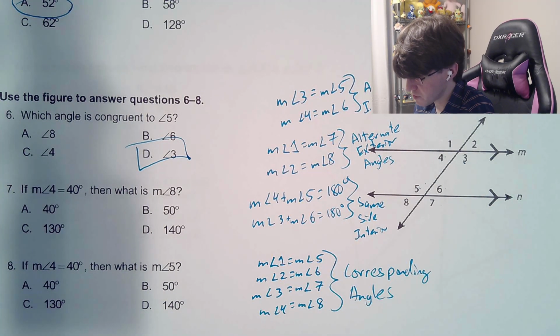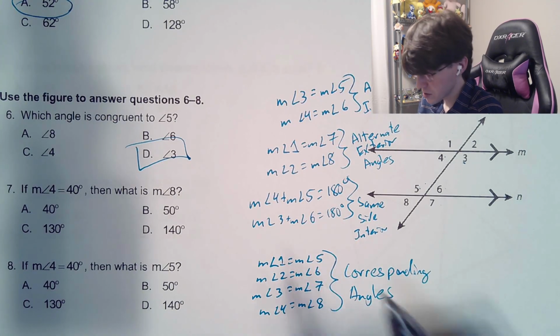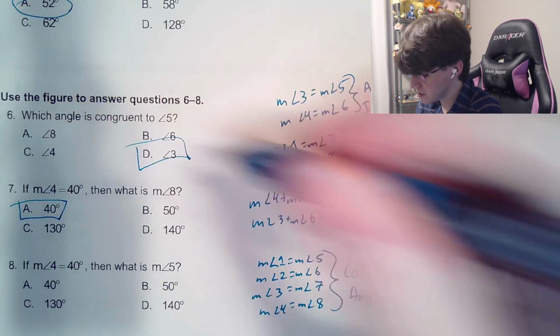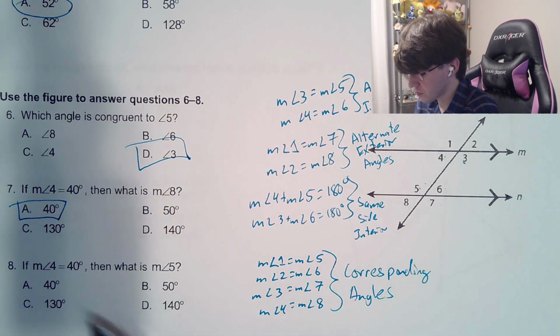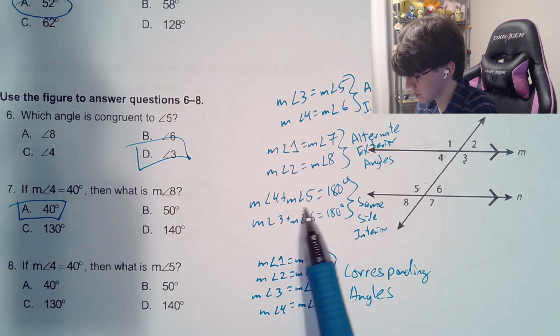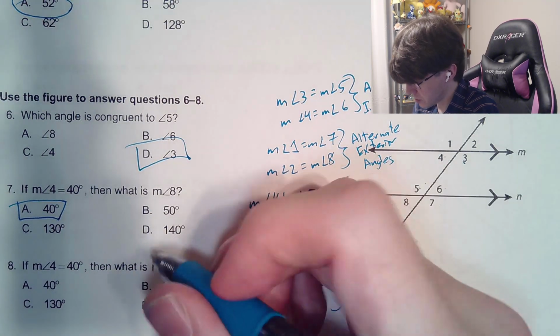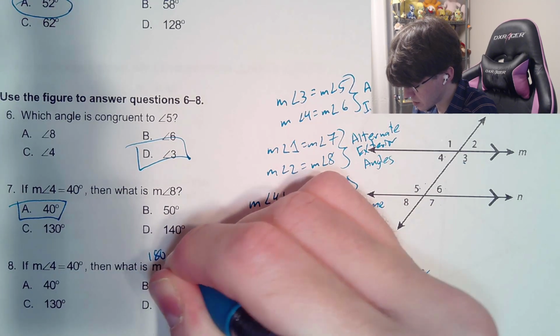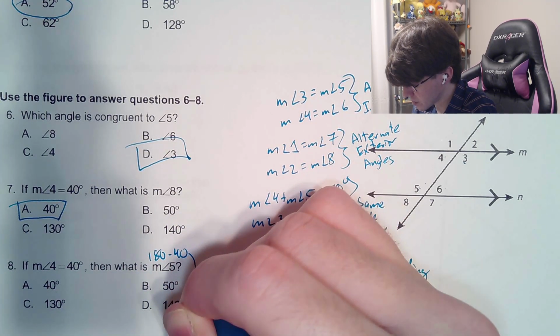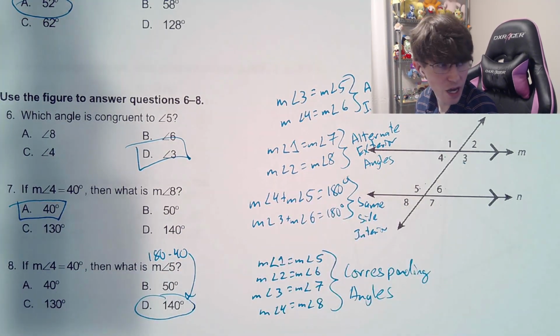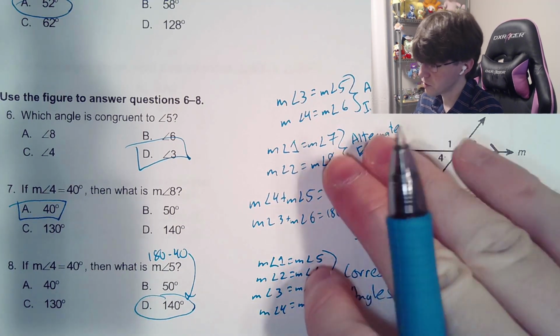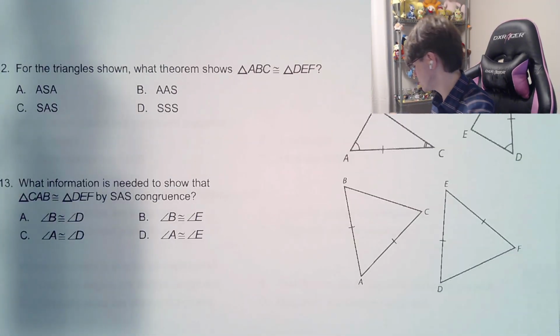And number 7, if measure of angle 4 is equal to 40, the measure of angle 8 is what? Well, down here we wrote that 4 and 8 are the same exact thing. So this one also must be letter A. And for 4 and 5, we wrote right here that they add to 180. So all we have to do is 180 minus the 40, and that's going to give us our 140 as our correct answer. Let's move on to the next page of this one.